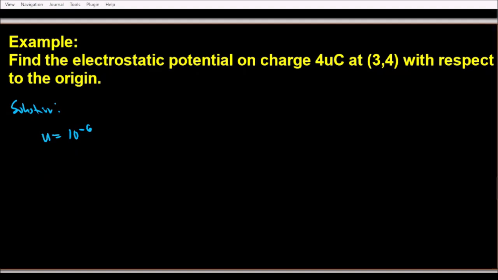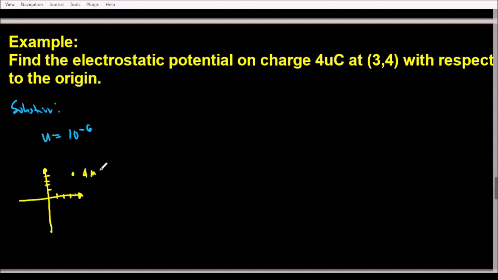Okay, so you need to find the electrostatic potential. Your charge is located at 3, 4. So 1, 2, 3 here, 1, 2, 3, 4. So this is your 4 microcoulomb, and the coordinates are 3, 4. Then you need to find the electrostatic potential at the origin. So what is the coordinate for the origin? 0, 0. So you need to find the electrostatic potential at this point.